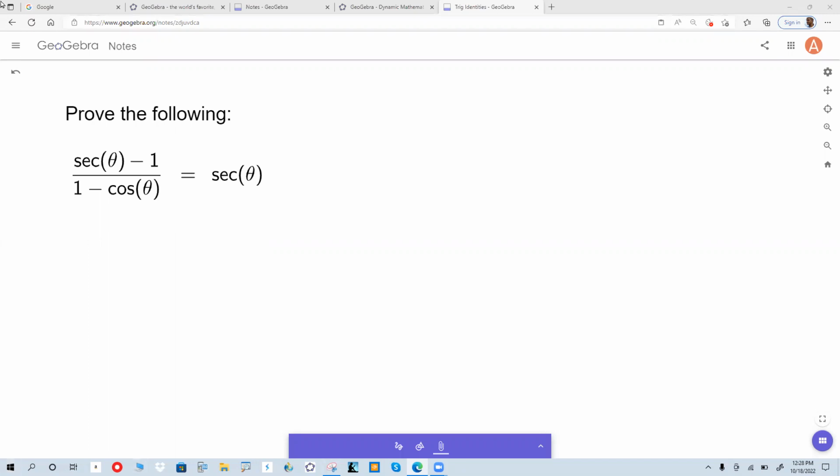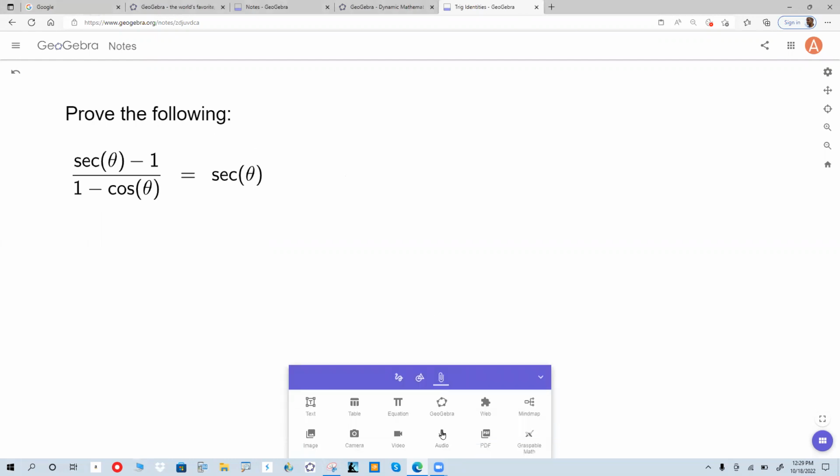So we're going to work on this trig identity. We need to prove that the left-hand side is equal to the right-hand side. And we have access to a bunch of things. We know the basic trig identities. We know the definitions of sine, cosine, and let's see how we can work on this.